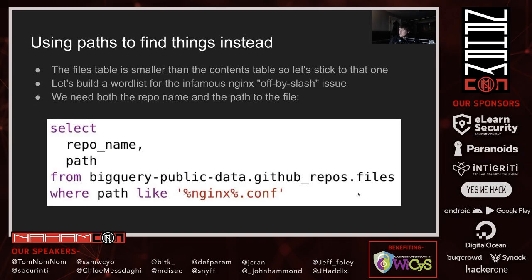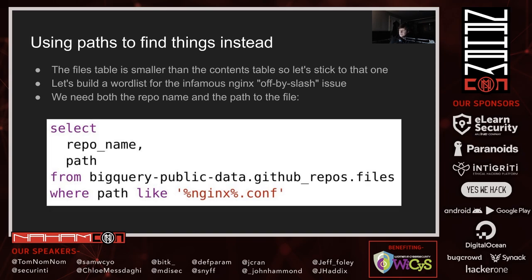Something that's a bit cheaper though is to use the paths that you know at least a little bit of to find things instead. I've used this technique for a few different things, but the one I want to show you an example of is looking for Nginx config files. So you might be familiar with an Nginx misconfiguration that's become known as off by slash, where it allows directory traversal.